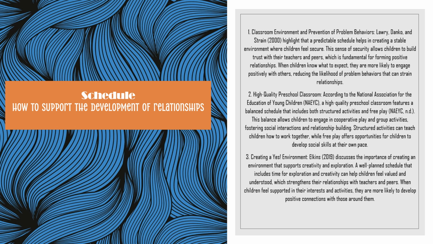How to support the development of relationships. Again, classroom environments and prevention of problems. Highlight that a predictable schedule helps in creating a stable environment where children actually do feel secure. This sense of security will allow children to build their trust with their teachers and also their peers, which is fundamental for forming positive relationships. When children know what to expect, they are more likely to engage positively with others, reducing the likelihood of problem behaviors that can strain relationships.